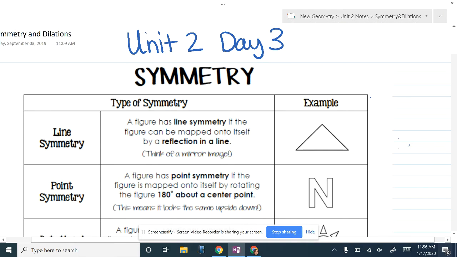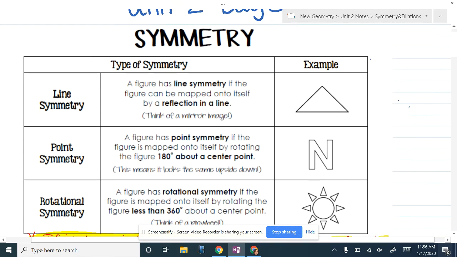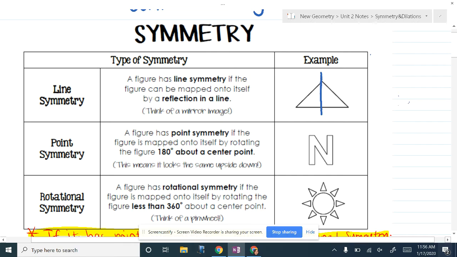So today in Unit 2, Day 3, we also talked about symmetry. There are three types of symmetry when it comes to transformations. They are line symmetry. That is when you can wrap a figure onto itself by reflecting in a line. So for example, right here, if I have a vertical line through that triangle, then we can see that each side of the triangle matches up. So therefore, that figure has line symmetry. So line symmetry is when you can reflect across a line.